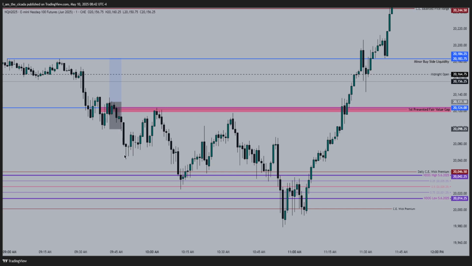From there, we traded lower, accumulated a bunch, went back to the first presentation for value gap. Oh, that's hard to say. First presentation for value gap.